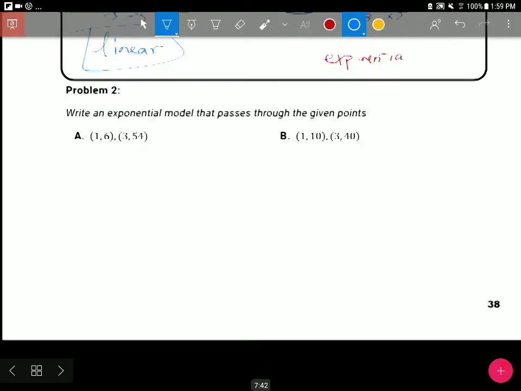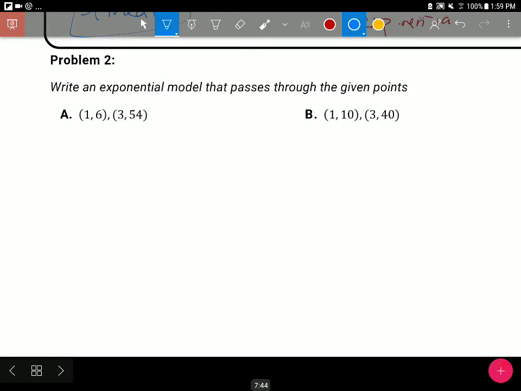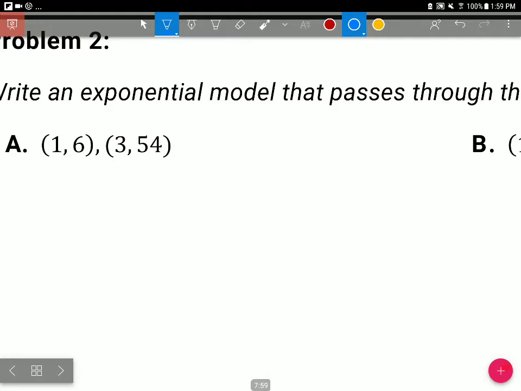So that's that. The rest of this is writing equations, okay? And this is actually quite easy. What we're going to do is build a system and solve it using substitution. It's actually very simple, okay? It says write an exponential model that passes through the given points. So your model in this case is y equals ab to the x. That's your baseline form of an exponential. You just need to find out what a and b are, okay?